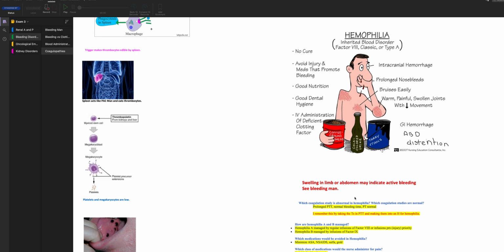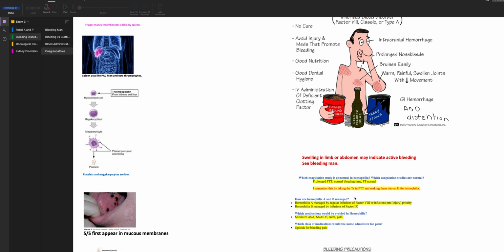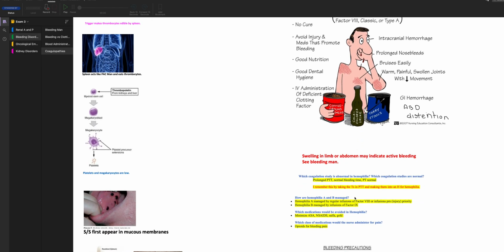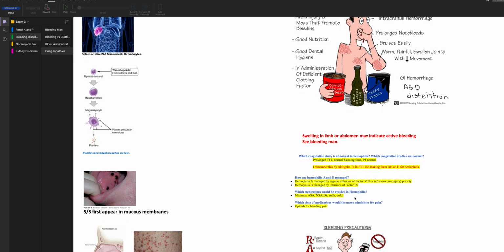All right, and then the coagulation study that's abnormal in hemophilia, I'm going to tell you a really easy way to learn this. It's just like heparin. If you take the two T's and turn it sideways, it's the PTT that's going to be prolonged. They'll have a normal bleeding time, which we don't even really do anymore, and the PT will be normal. I wouldn't really worry about that. You want to minimize aspirin and NSAIDs, and I think this goes along well with the kidney diseases because in the kidney diseases, you also want to avoid those two types of medications because it's damaging to the kidneys, but it puts patients at risk for bleeding.